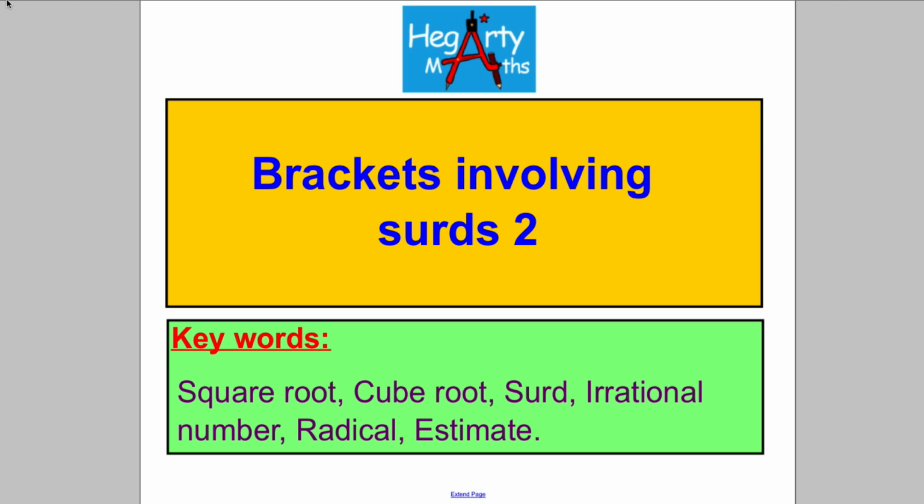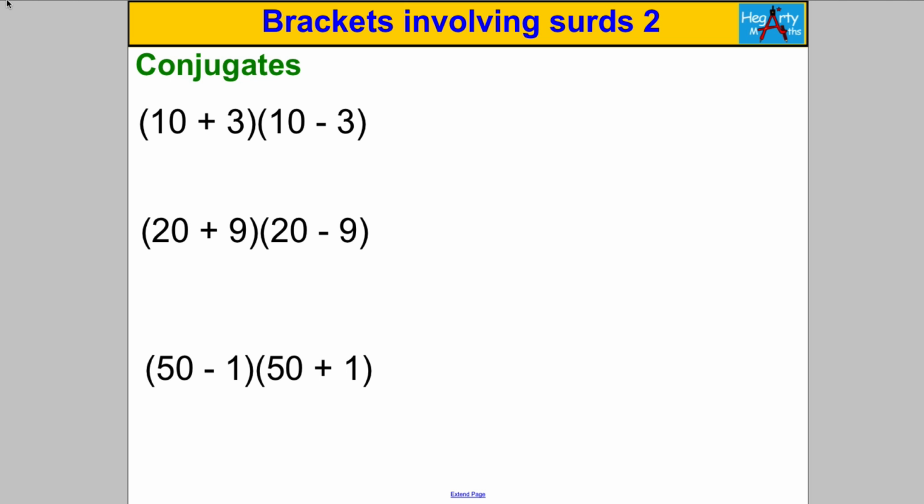Now to start with, a brand new idea. Something called conjugates I want to introduce to you that's going to be useful throughout our maths career. Now suppose I asked you 10 add 3 multiplied by 10 subtract 3, both in brackets. You know how to work that out with the distributive law. You know that what we can do is as follows.